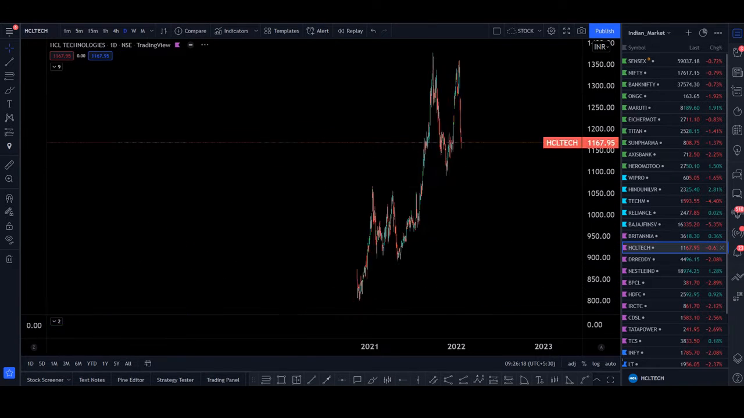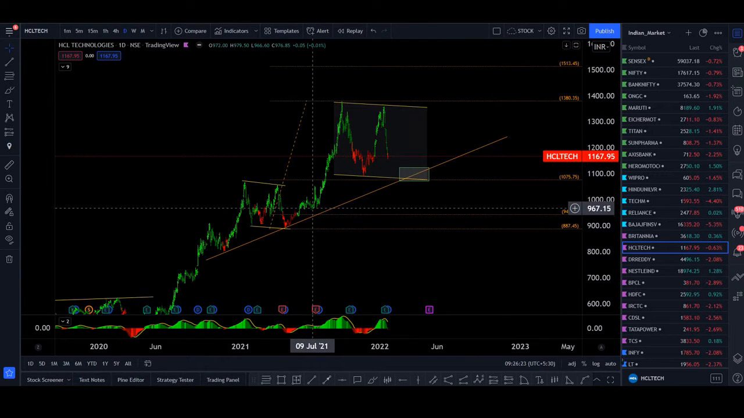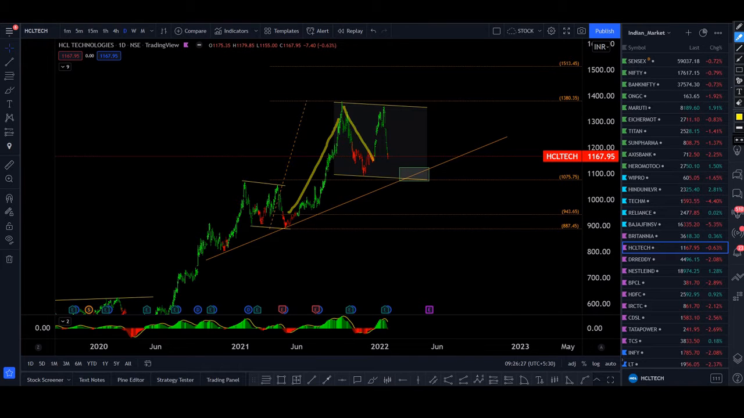So moving on to HCL Tech. HCL Tech has done an impulsive move followed by a correction, and then an impulse, and then we're waiting for the next correction. So our range is, it has a previous support range approximately around 1000 rupees, 1100. Once it comes to this, and if we have a price action and then a breakout, we might be entering a trade where the target will be around 1500.